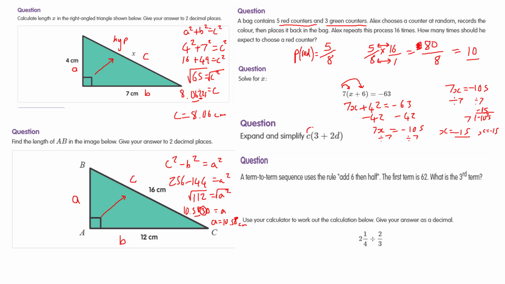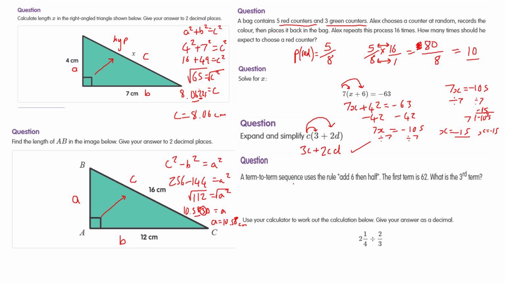Expand and simplify. Well, it's the same thing. 3 times c is 3c. We always write the number first. And what's c times 2d? We always like to write it in alphabetical order, so that's just going to be 2cd. You've just forgotten this skill.